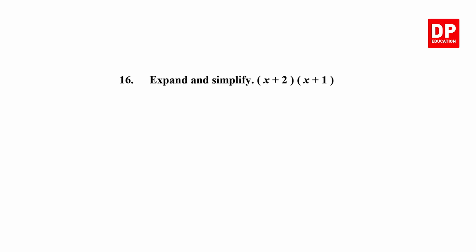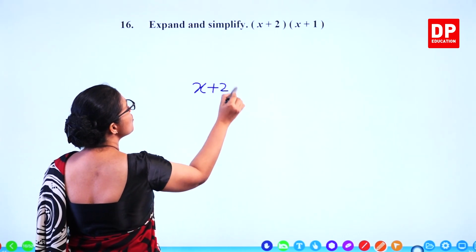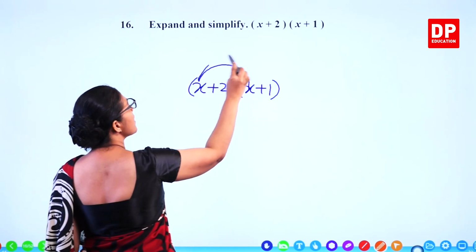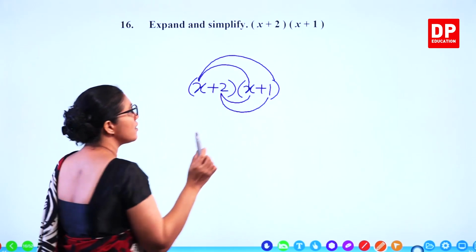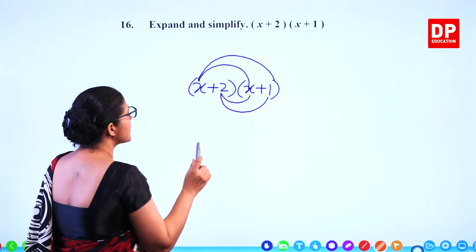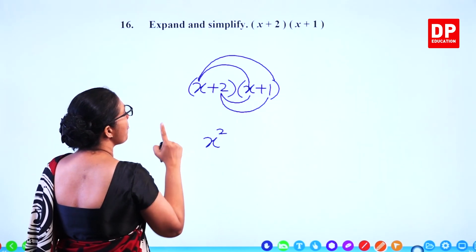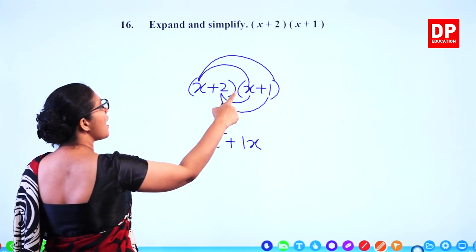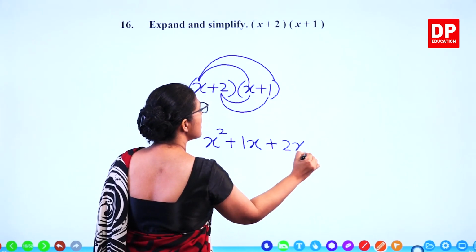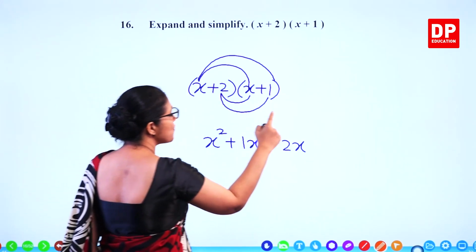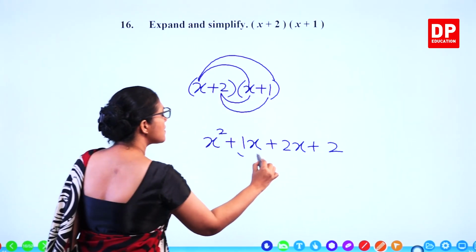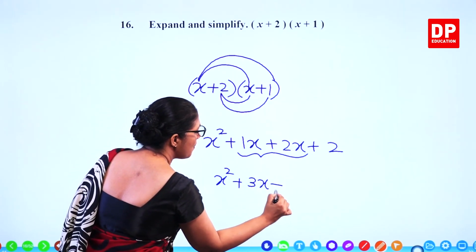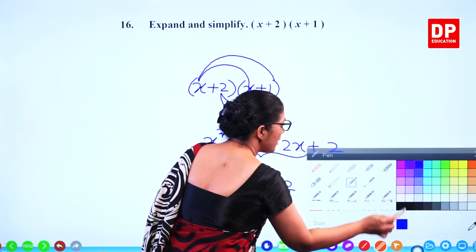Question number 16. Expand and simplify. X plus 2, x plus 1. X into x, x into 1, 2 into x, 2 into 1. Using FOIL method, first with first. X into x, x squared. Outside numbers, x into 1, 1x. Inside numbers, 2 into x, 2x. And last two numbers, 2 times 1, 2. Simplify like terms. X squared plus 2x and 1x becomes 3x plus 2. So you get 2 marks.